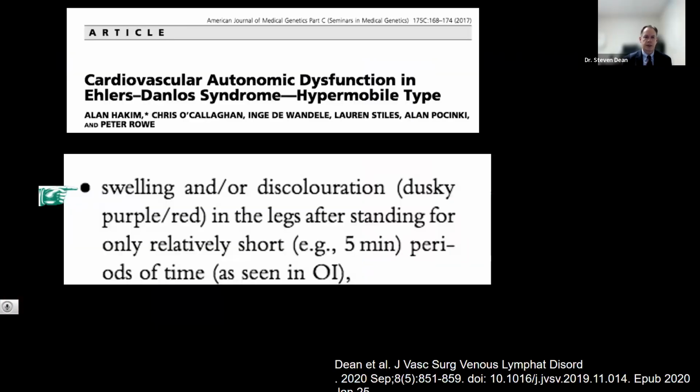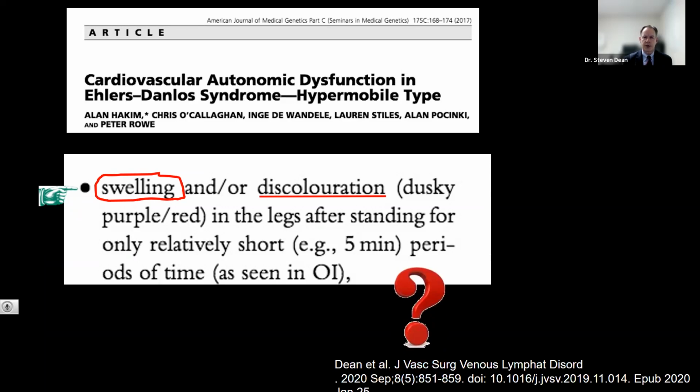Well, here is the potential link. Here's an article that was published in 2017 looking at the cardiovascular autonomic dysfunction that complicates the hypermobile Ehlers-Danlos syndrome patient. And by the way, this is also applicable for any hypermobility spectrum disorder. What are the manifestations? Leg swelling and/or discoloration, a dusky purple-red discoloration in the legs after standing for only relatively short periods of time, as seen in orthostatic intolerance, as seen in orthostatic edema.